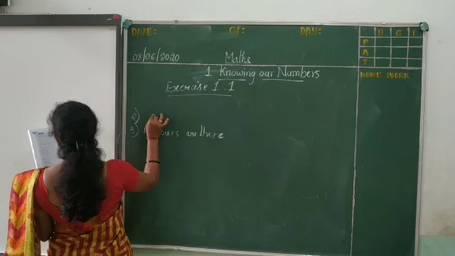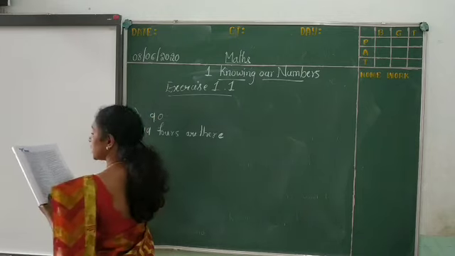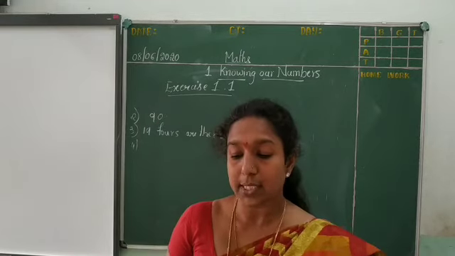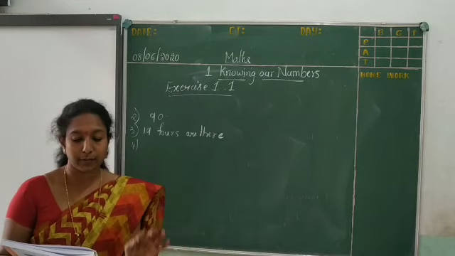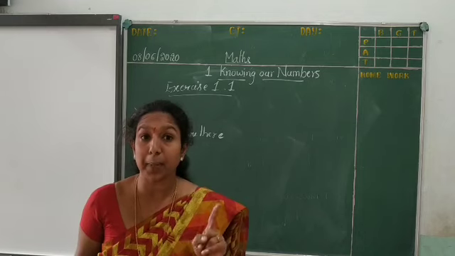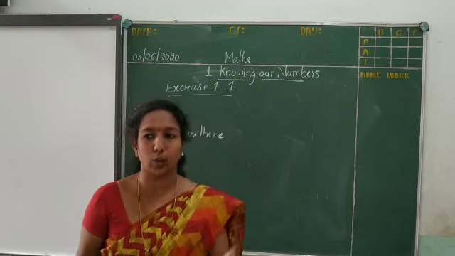The third one's answer is 19. Okay, the first one you know that. Next one is the fourth one. How many times does the digit 3 occur in the 100s place, in the numbers between 100 to 10,000? 100 to 10,000.